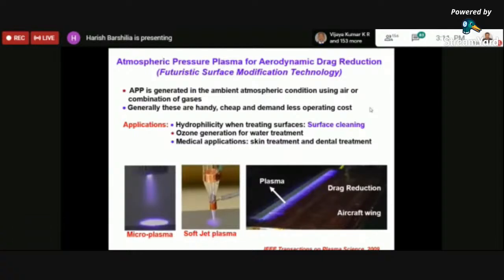The other thing is that, in general, if you can reduce the drag of any aircraft even by 5 to 10%, then you can save a lot of fuel, and the efficiency is also increased. Here we have shown a typical example where you create some sort of plasma on the wings, and then you find that the drag reduces by about, say, 10%, which is very, very significant.